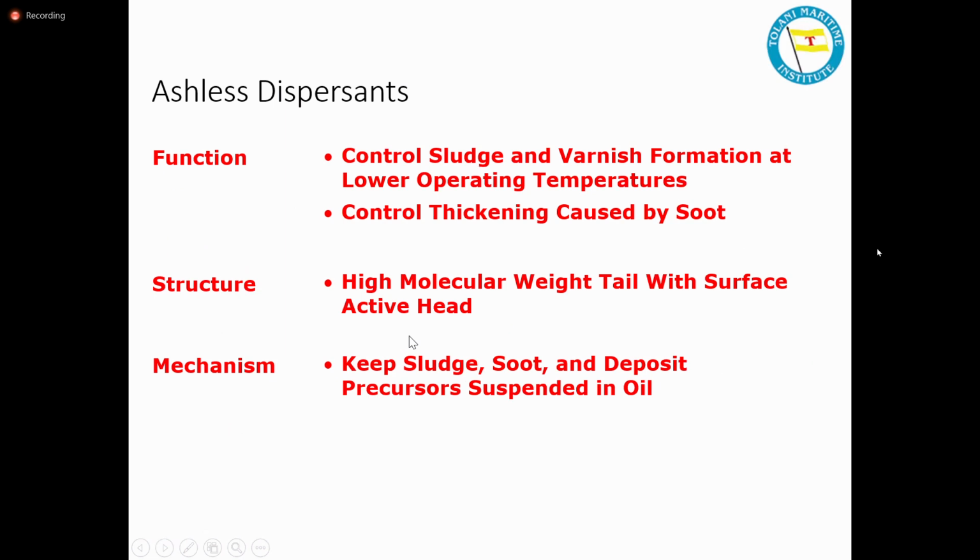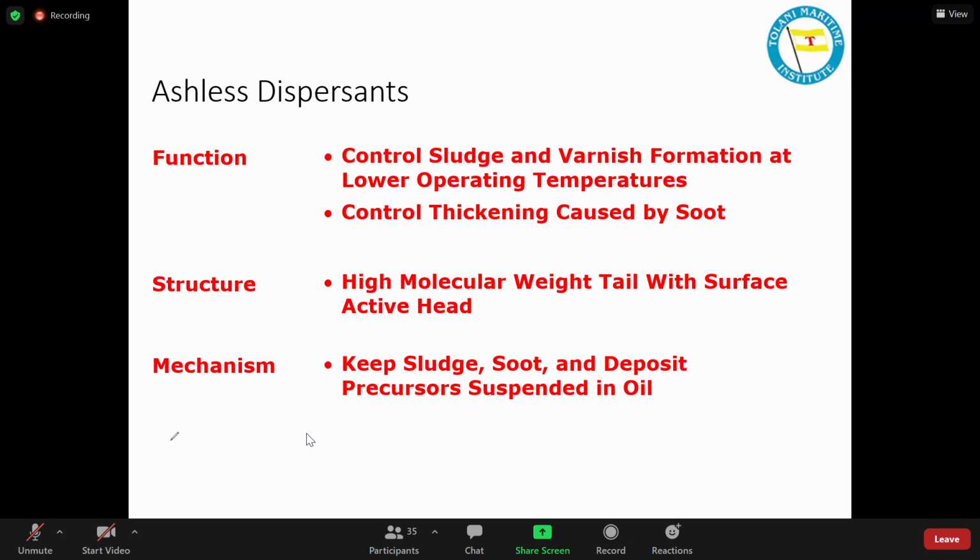Now talking about the ashless dispersants. When we talk about ashless dispersants, first of all, what is a dispersant? If you can tell me. Dispersants are chemicals that are sprayed on a surface, oil slick, to break down the oil into smaller droplets. Oil into smaller droplets, you're saying? Yes, sir, so that they can readily mix into the water.